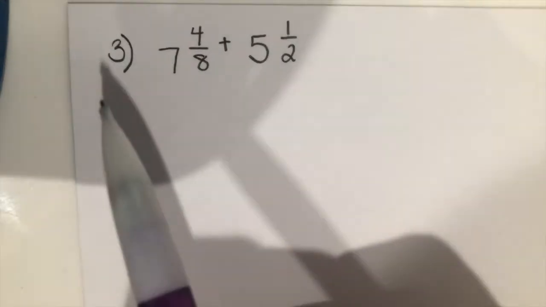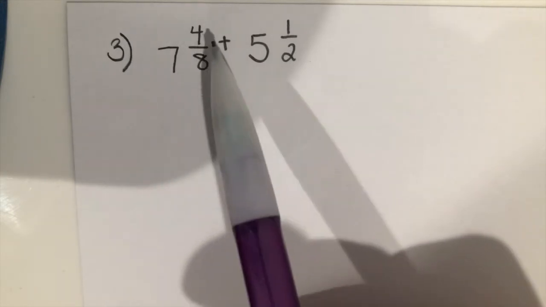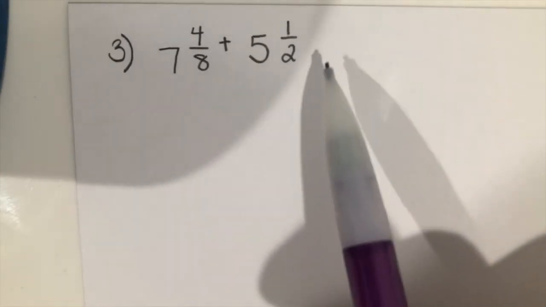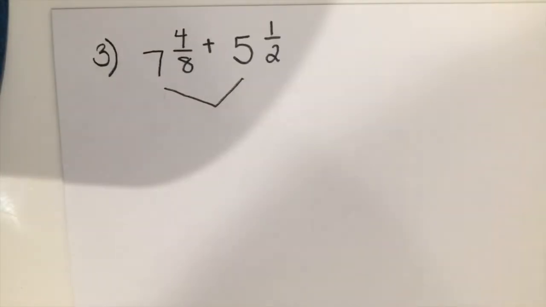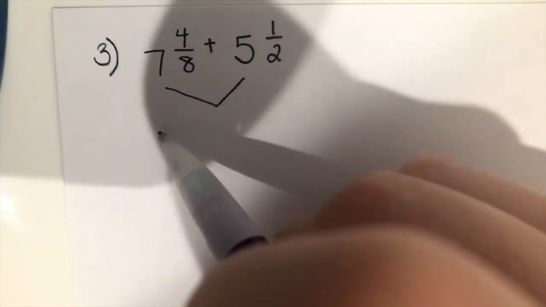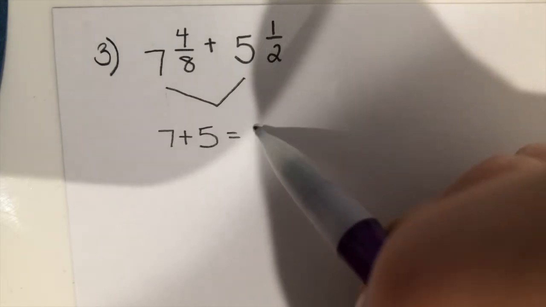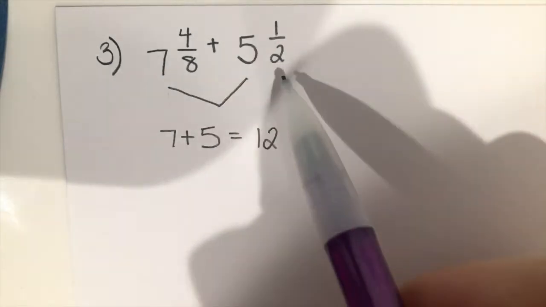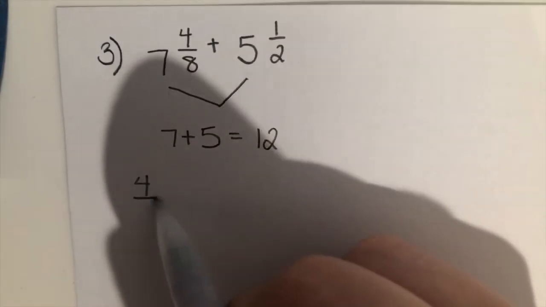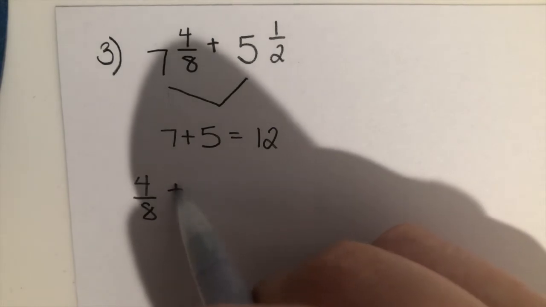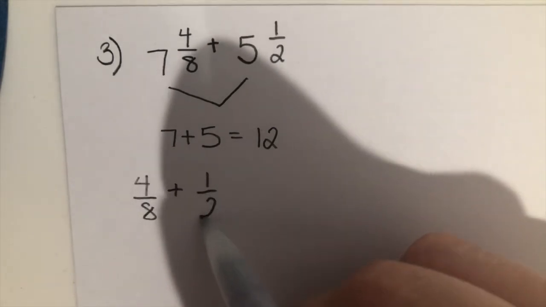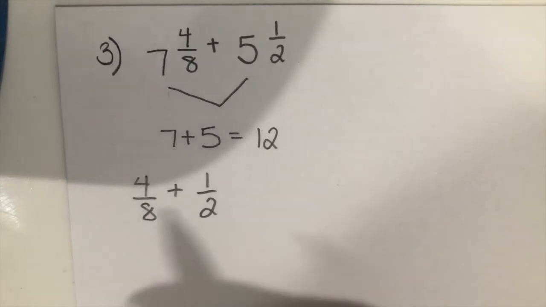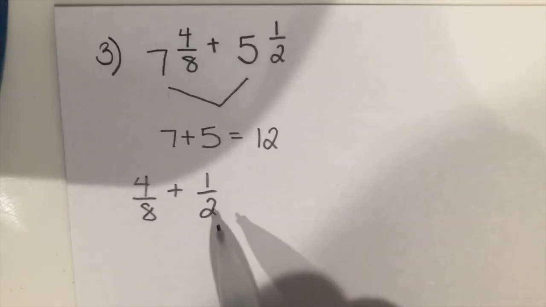Now number 3. So we have 7 4/8 plus 5 1/2. Once again, we're going to start off with our whole numbers, which are 7 and 5. So we're going to do 7 plus 5, which equals 12. Then we're going to bring our fractions down. In this case, our fractions are 4/8 and 1/2. So 4/8 plus 1/2. As you notice, we don't have the same denominator. We have 8 and 2.